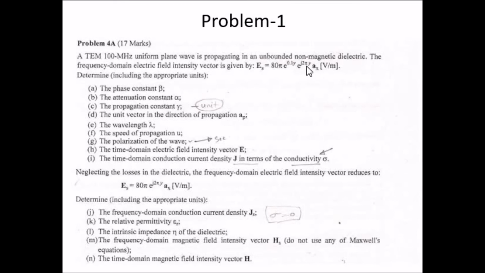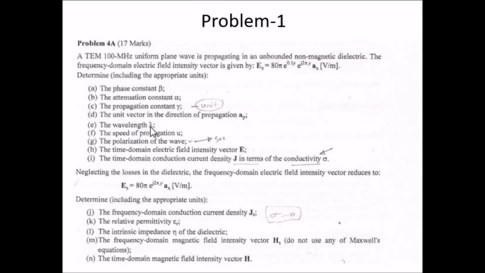Phase constant is 2 pi radians per meter. The attenuation constant is 0.1. The propagation constant will be alpha plus j beta, so that is 0.1 plus j 2 pi. And the unit vector is the direction of propagation. If you see here, the wave is propagating in the negative y direction because we have a plus sign with beta and alpha. So that means the wave is propagating in the negative y direction, so a_p will be negative a_y.